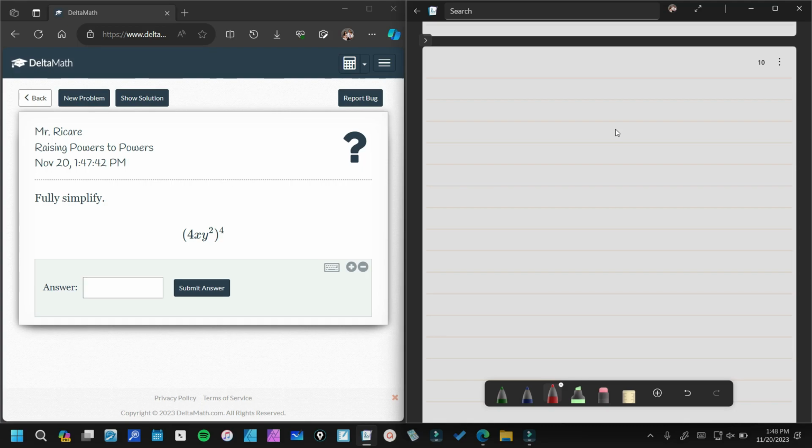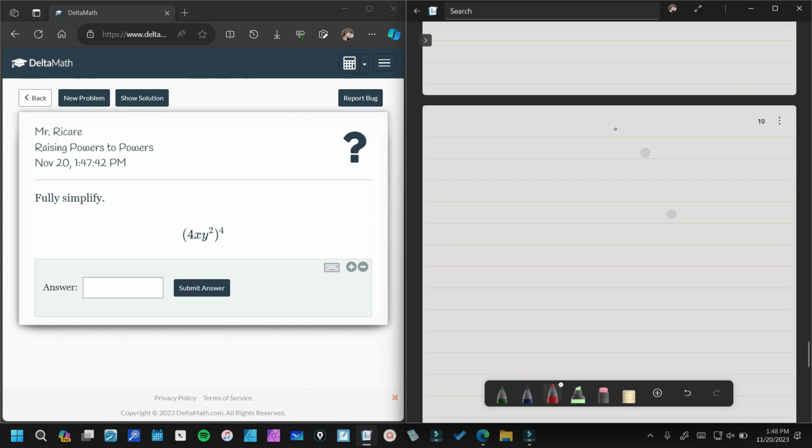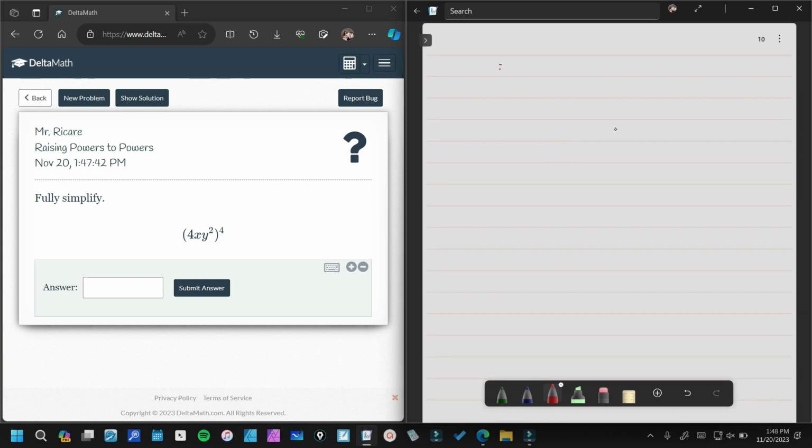Hi everyone, this time I will teach you how to use one of the laws of exponents, which is raising powers to powers. Okay, so let's begin with this example. We have 4xy squared raised to 4.